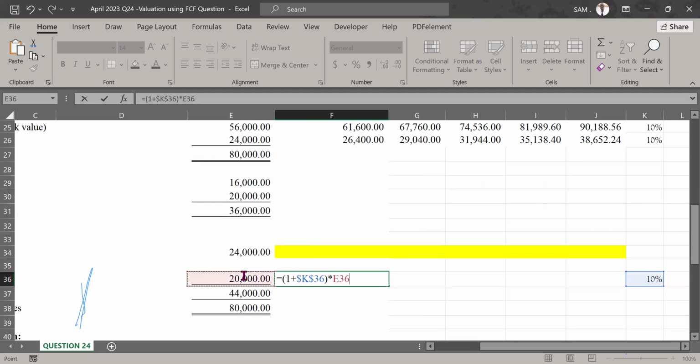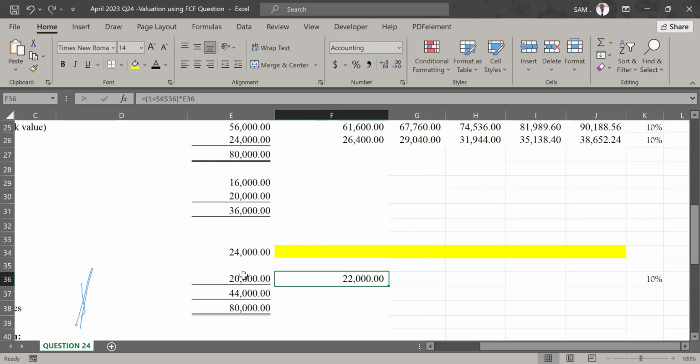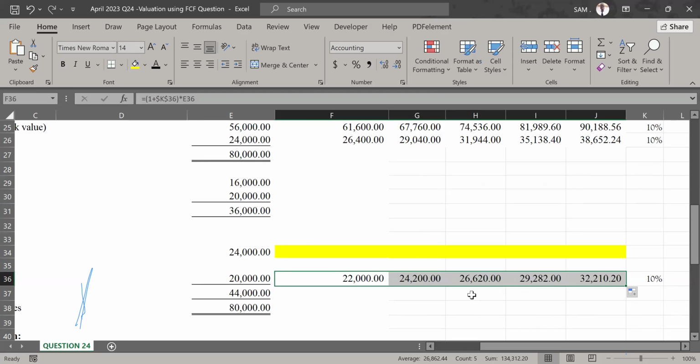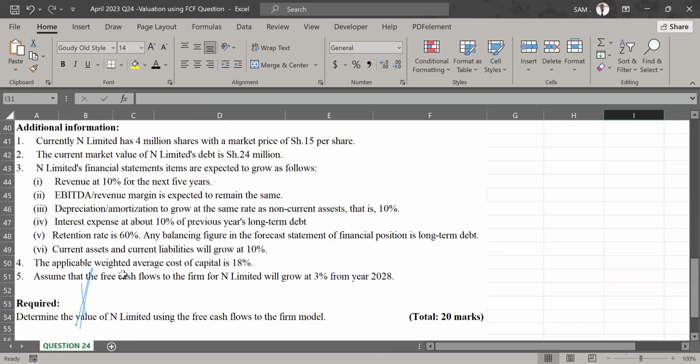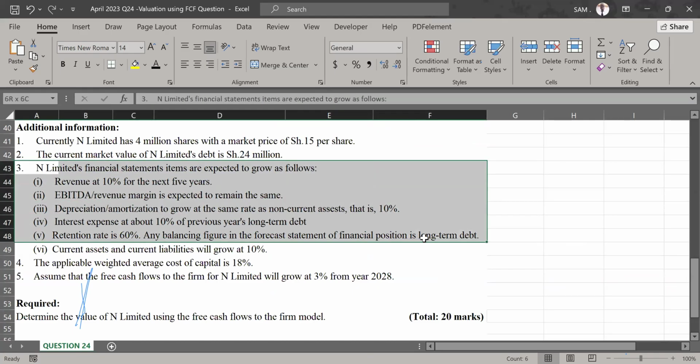Then I confirm by Control Enter. I have my current liabilities for 2023. And because I've set that formula and locked my rate, I'm free to drag it to 2027 like that. And it will all autofill like that. So that takes care of note 3, Roman number 6. So we have taken care of all the adjustments in note 3.